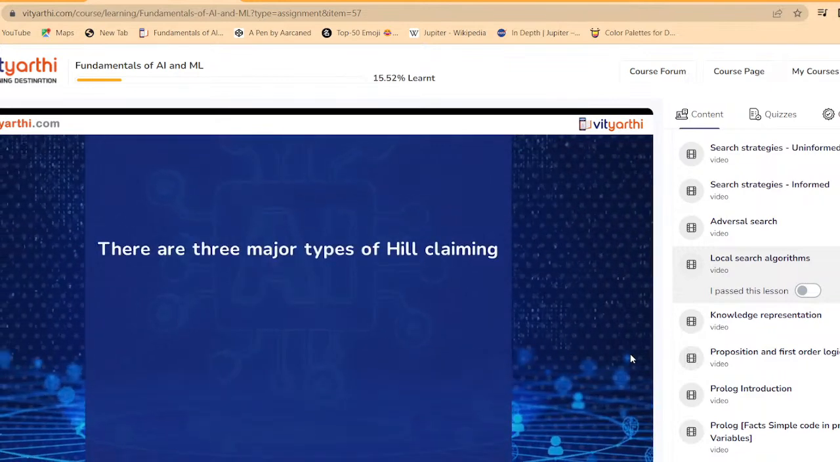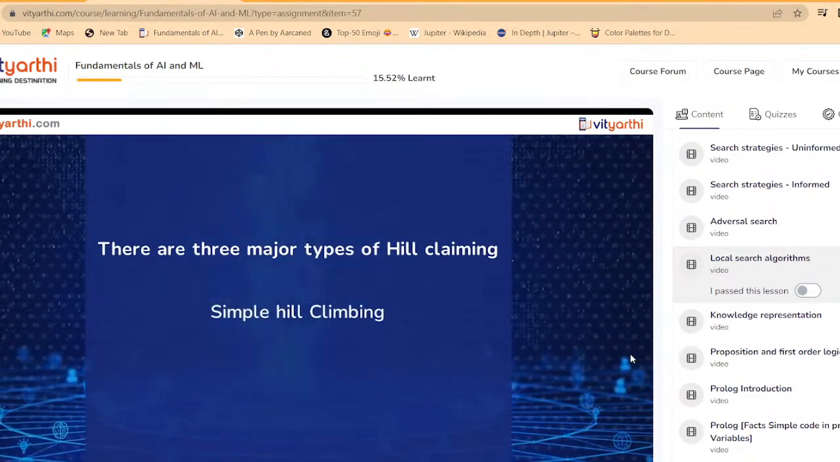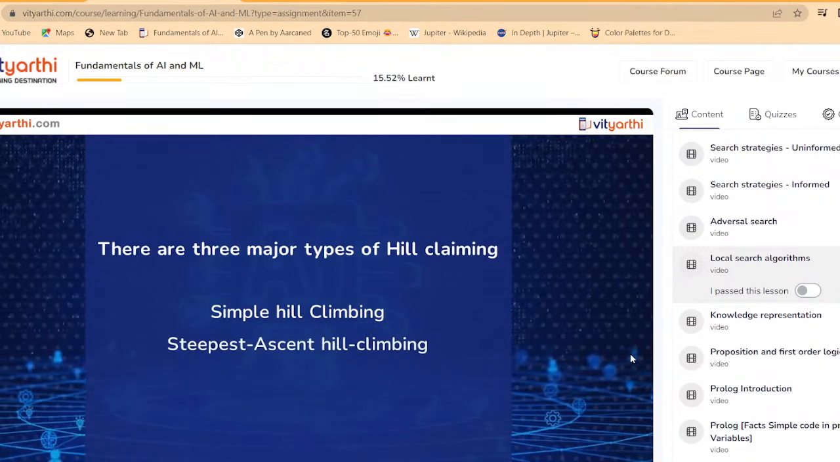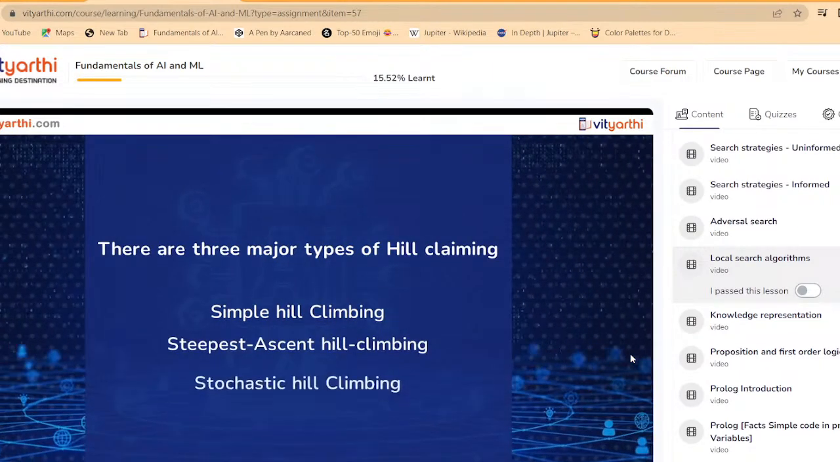There are three major types of hill climbing: simple hill climbing, steepest ascent hill climbing, and stochastic hill climbing.